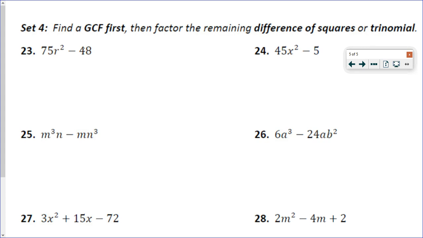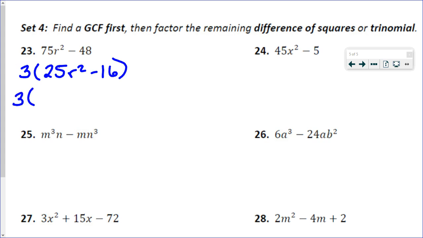So we got 75 and 48. So greatest common factor would be 3. So let's factor out a 3. So divide them all by 3. You'd have 25r squared minus 16. And now we have a difference of squares here. These are perfect squares, 25r squared and 16. So now we're going to do difference of squares, and this 3 is just going to stay out here in front.